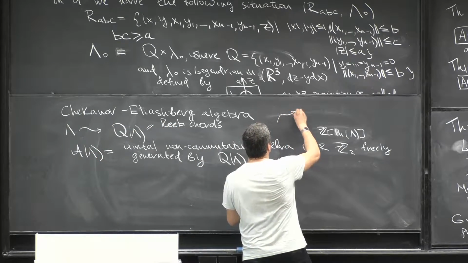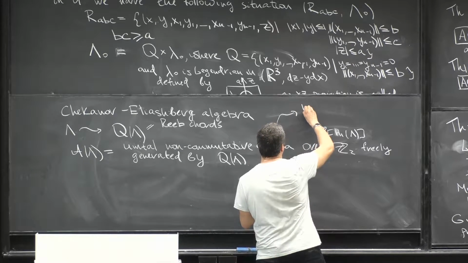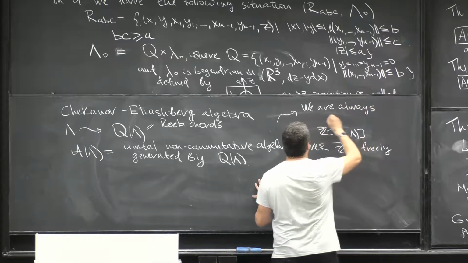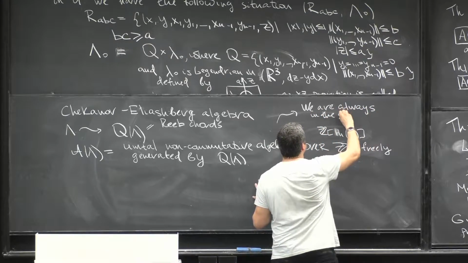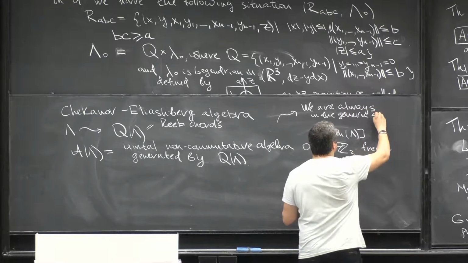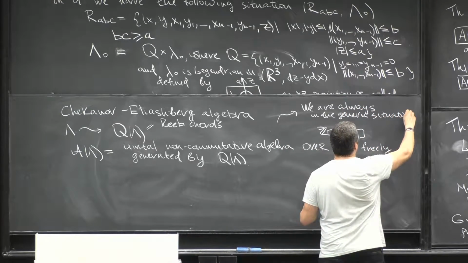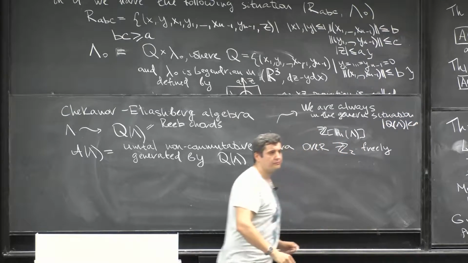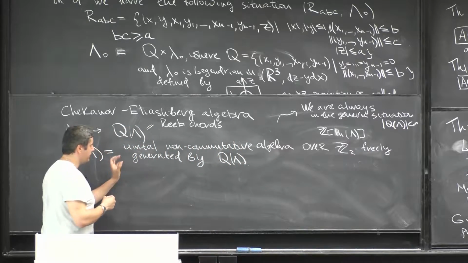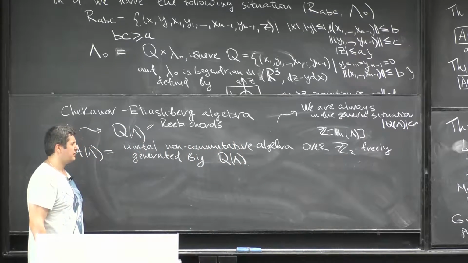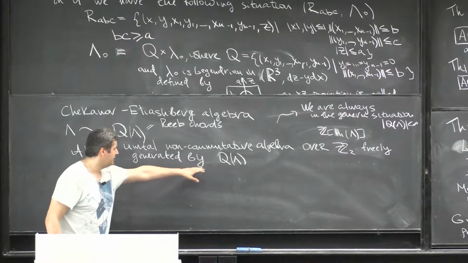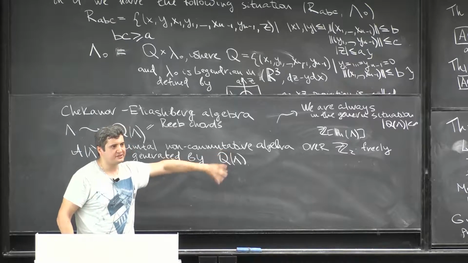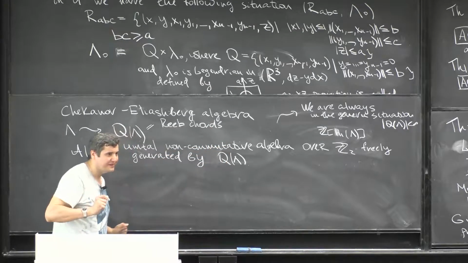We assume that we are in the generic situation. We are always in the generic situation, meaning that this set is finite. So again, it's a unital non-commutative algebra. If you have at least one element of Q lambda and it's non-commutative, you can imagine that it's infinite dimensional.